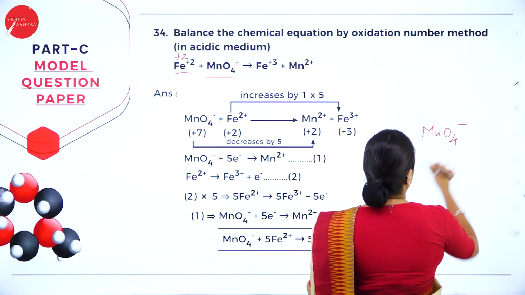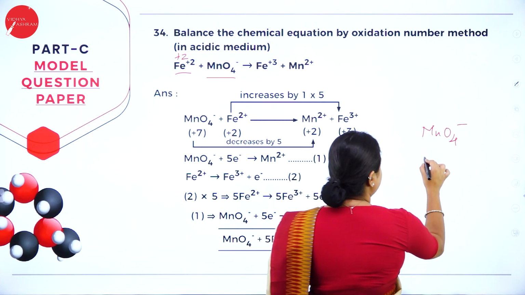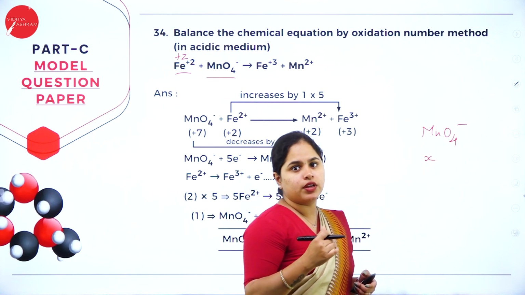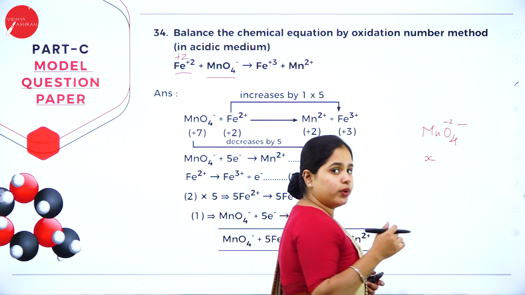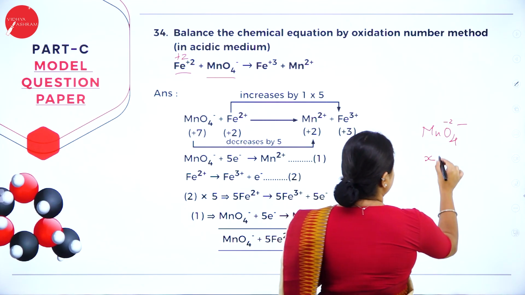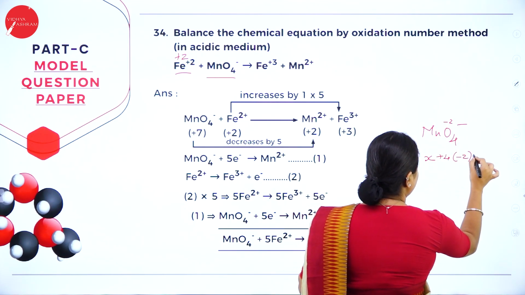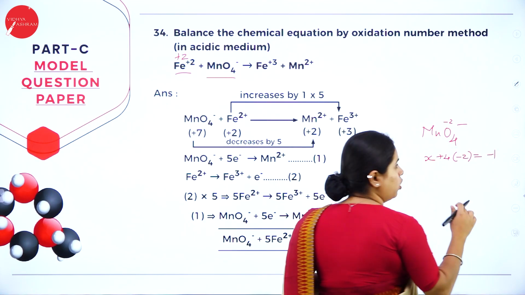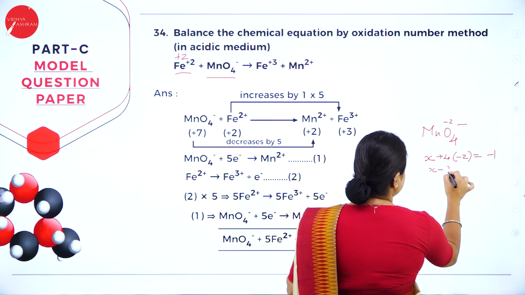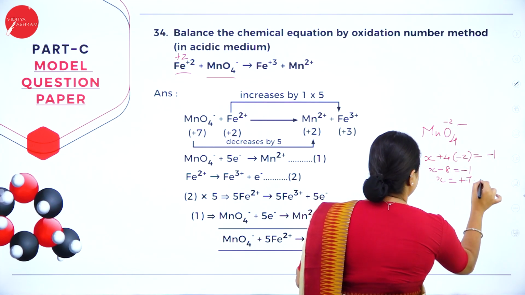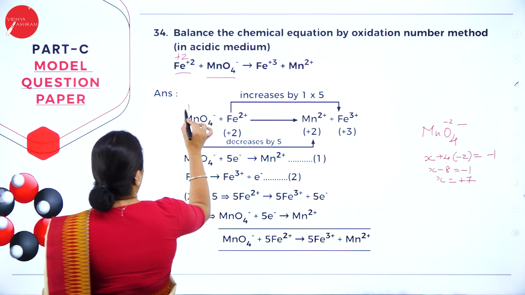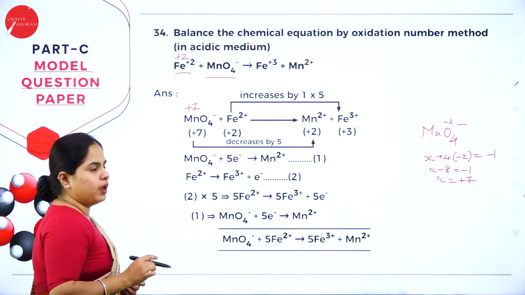MnO4-. So for manganese, I don't know the oxidation number, I take it as X. For oxygen, we know that it is -2, right? For one oxygen atom, it is -2. How many oxygen atoms are there? 4 are there. So that means 4 into -2 is -8, and the whole ion has a -1 charge, right? So X minus 8 is equal to -1. X is equal to, we take the 8 to the other side, it becomes +7. So the oxidation number of manganese will be +7.